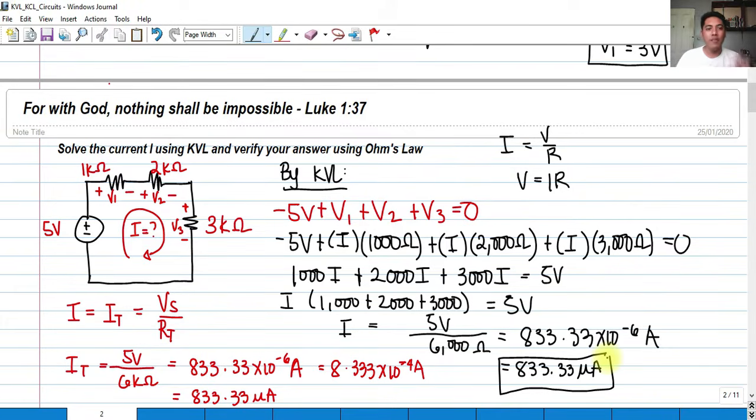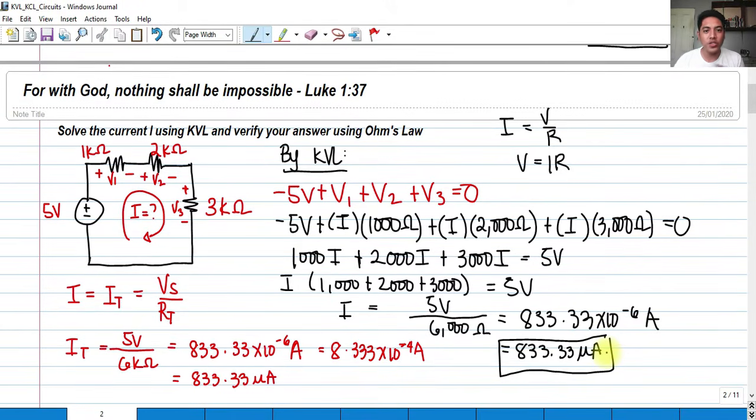So we have verified that in a series circuit, we can simply use KVL to get the total current, and it should be the same as with Ohm's law. It should not differ, because we are only using KVL as another way of solving for the current.